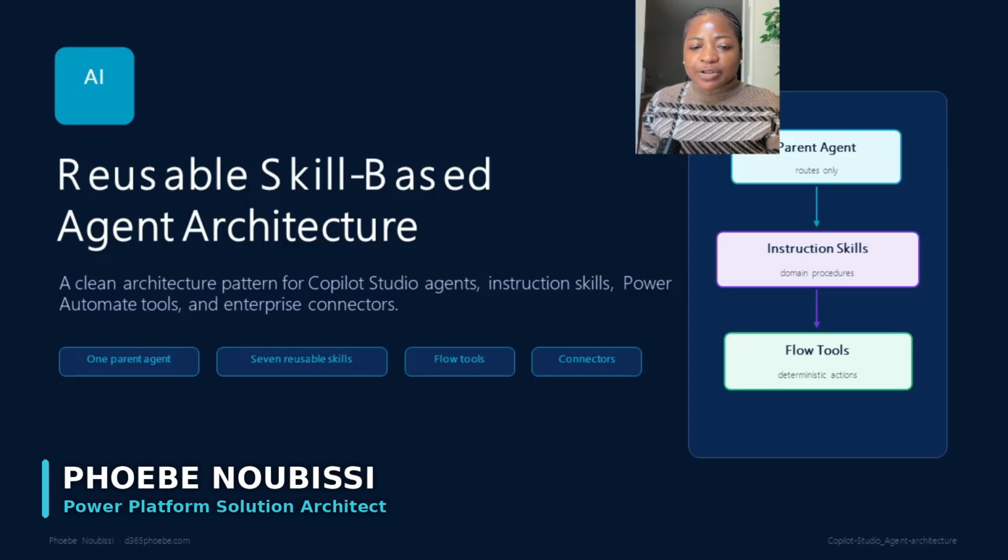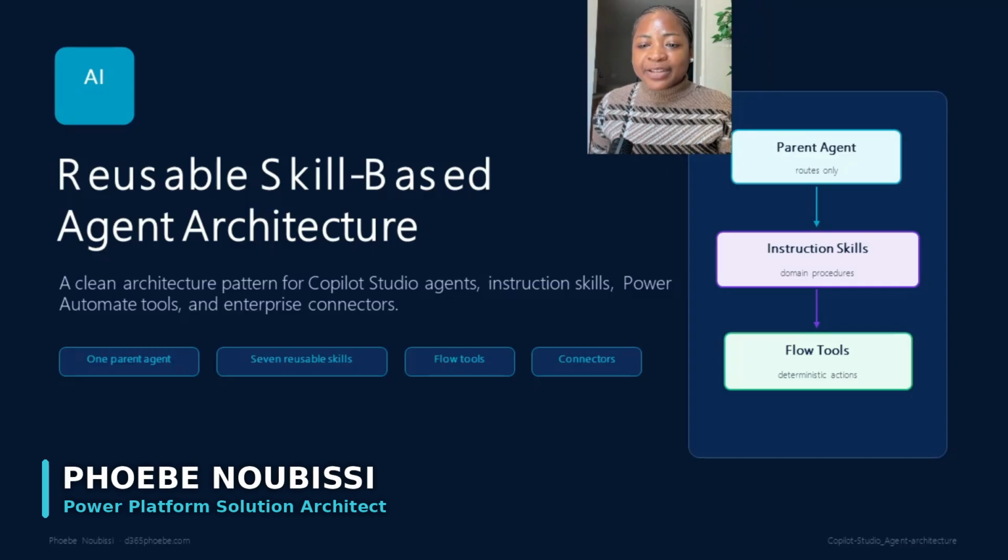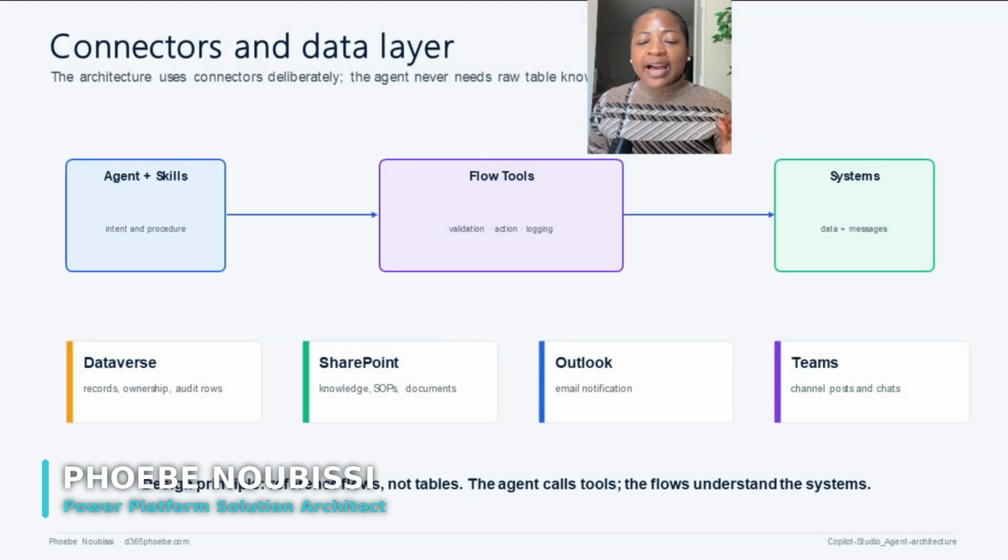So this presentation, the goal is to show you the architecture of our agent, a reusable skill-based agent structure where we have a parent, we have the instruction skills, we have the flows that are the tools. Yes. So now, how do they connect together? The agent has the skills. The skills are triggered by the description that the user gives, and it uses the intent of the user to check and to choose what is the appropriate skill to load. And then we have the flows that are tools.